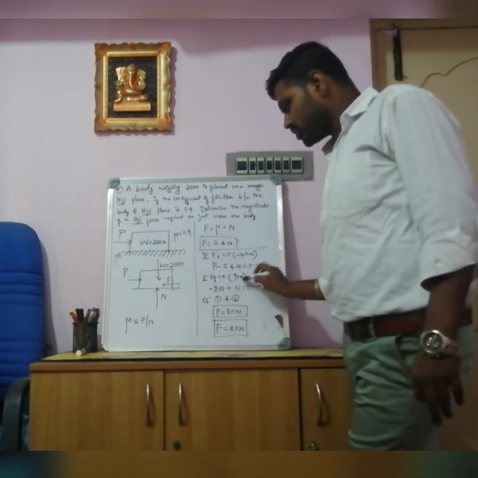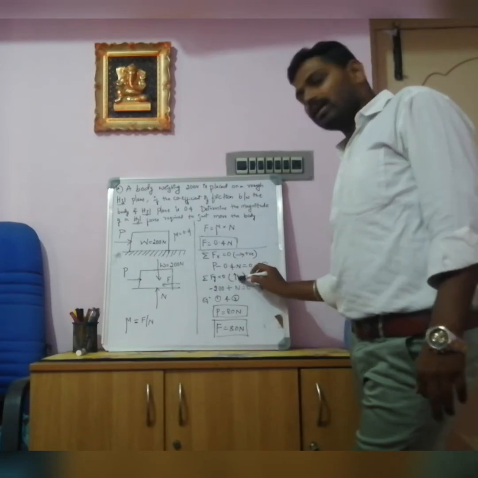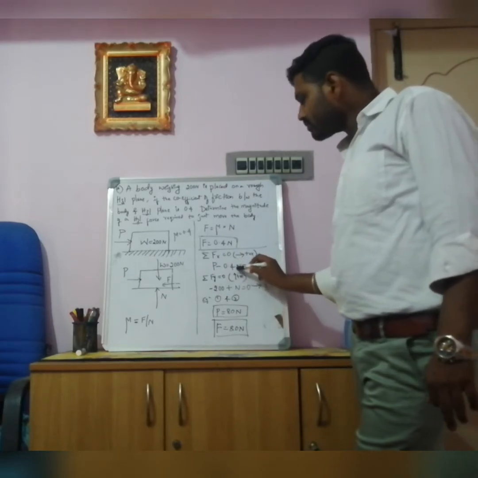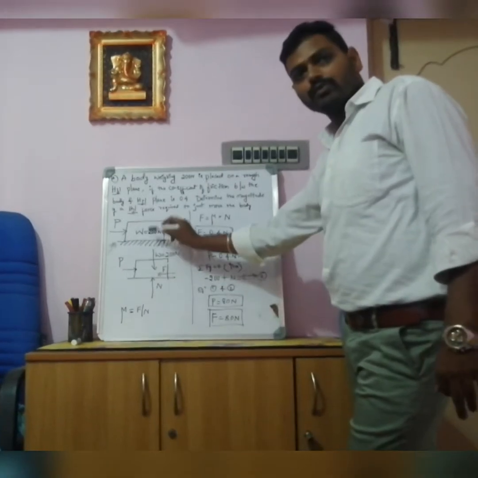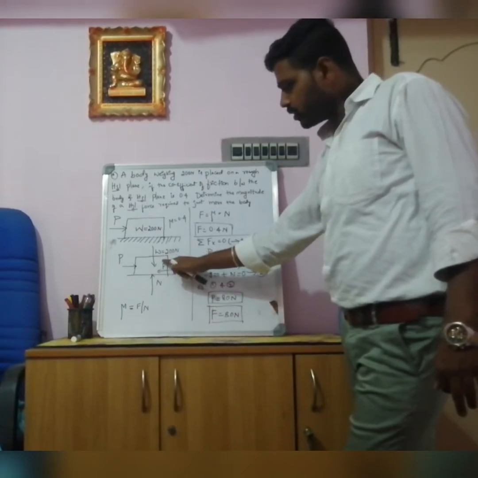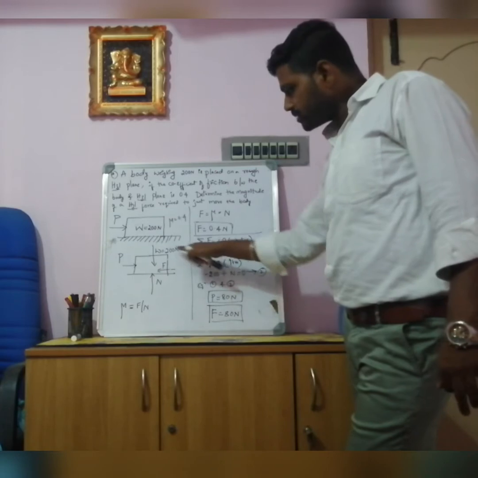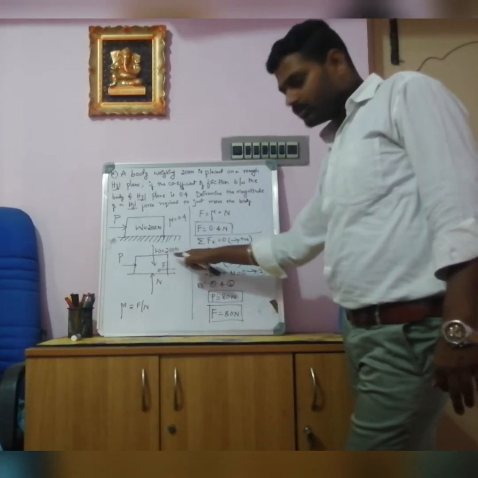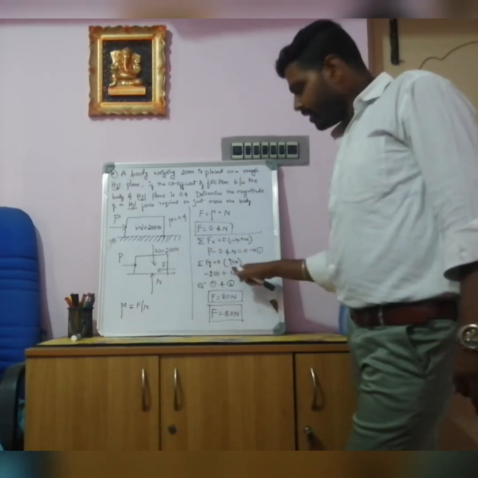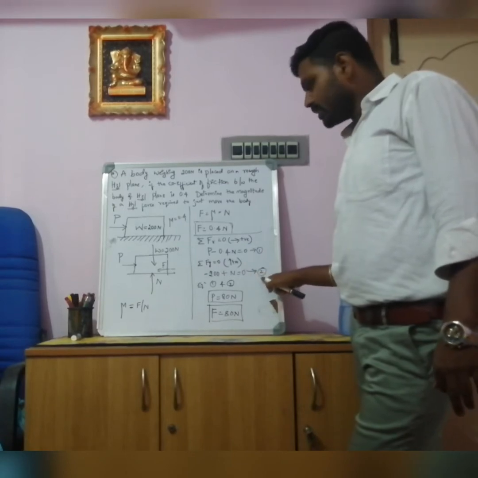That is the second condition. Sigma Fy is equal to 0, vertically upward as positive. So again, let's note the number of vertical forces. There are 2 forces. One is 200 Newton, the other one is N. So minus 200. Why is it minus? Because it is vertically downward. Plus N will be equal to 0. So call this equation 2.